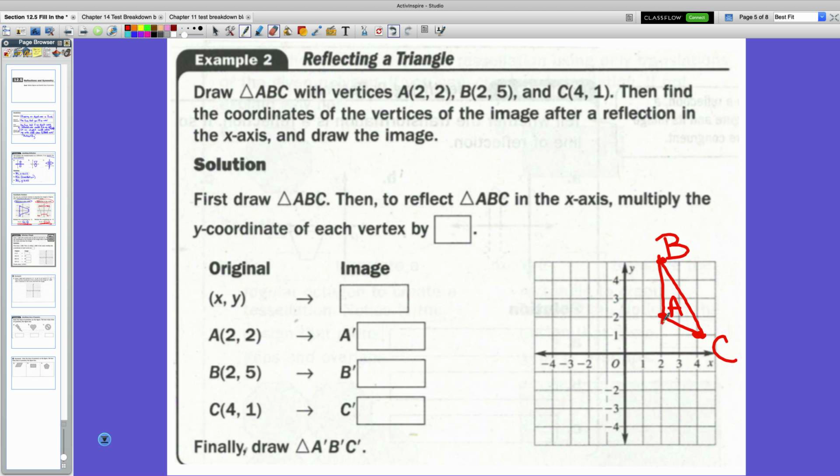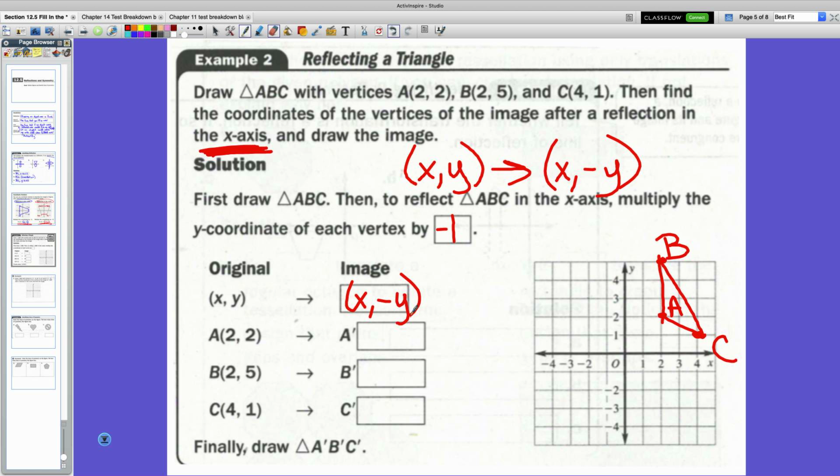Then find the coordinates of the vertices of the image after a reflection in the x-axis and draw the image. If I'm reflecting in the x-axis, right away you should look up your rule: (x, y) goes to (x, negative y), because going over the x-axis, my y is what changes. That tells me I multiply the y coordinate of each vertex by negative 1. All I'm doing is taking this y coordinate and multiplying it by negative 1.